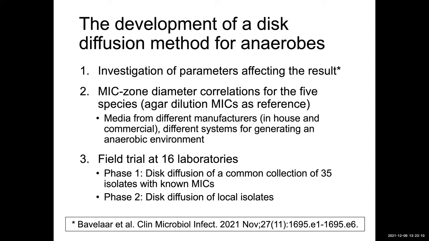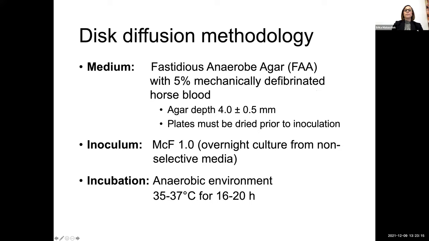Sorry. Yes, that's correct. So this is the method that we recommend for disc diffusion for rapidly growing anaerobes. The medium should be fastidious anaerobe agar with a supplementation only of 5% mechanically defibrinated horse blood. It's important that the plates have an agar depth of 4 mm, as for all disc diffusion tests by EUCAST. And it's also important to dry the plates before they are inoculated. The inoculum should be equivalent to McFarland 1, and you should, as for other organisms, use an overnight culture from non-selective media. Incubation is in anaerobic environment at 35 to 37 degrees for 16 to 20 hours.